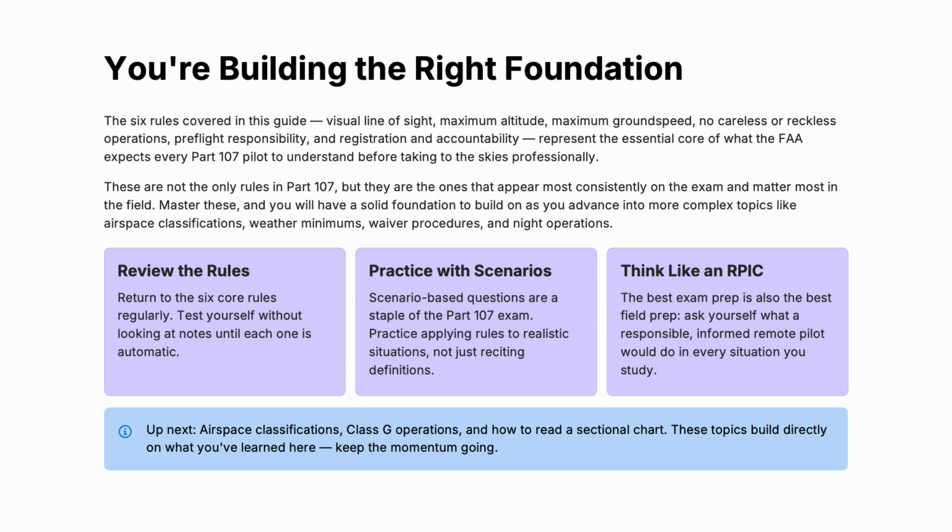Master these and you've got a solid foundation for the far more advanced topics ahead, which include airspace classifications, weather minimums, waiver procedures, and night operations. 3 habits to take with you. Review the 6 rules regularly until they're automatic. Practice applying them to realistic scenarios instead of just reciting definitions. And always ask yourself, what would a responsible, informed remote pilot do here? Next up, we'll dive into airspace classifications, Class G.